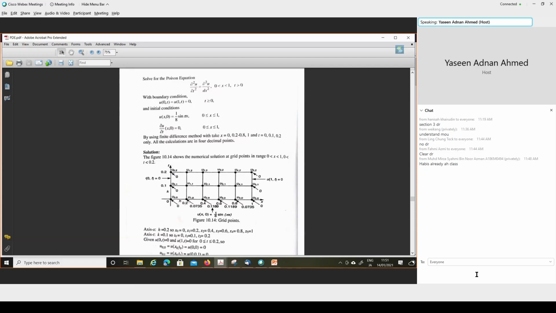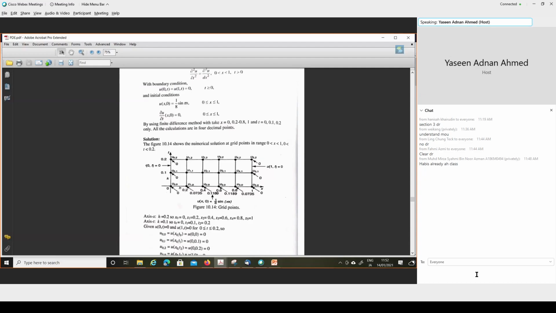It means 0, 0, then 1, 0, 2, 0, 3, 0, 4, 0. You can see the values that they calculated using this one. On the other hand, del U by del X, it means the velocity in this case is not used. So you have the left side, right hand side, and lower side. By using the finite difference method, you have to take X equal to 0, then 0.2, 0.4, 0.6, 0.8, and 1. And the time T is 0, 0.1, 0.2 only. All the calculations are in 4 decimal points.